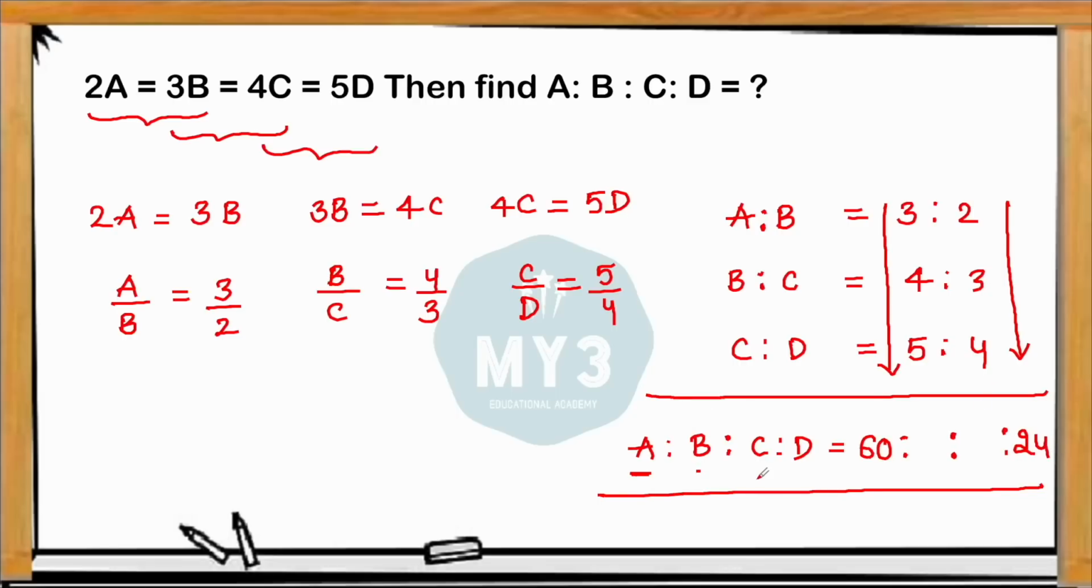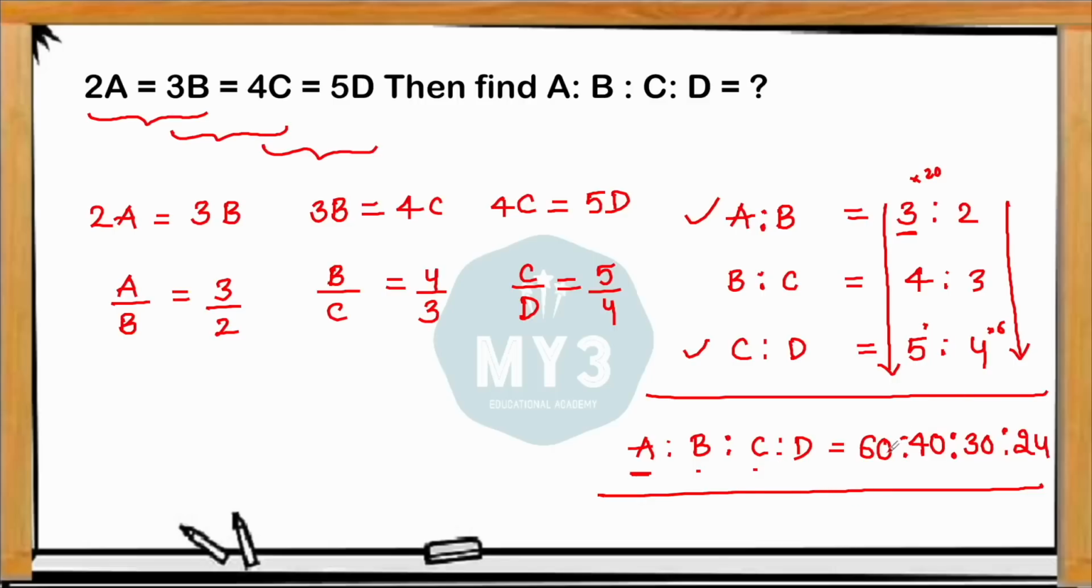And how to get B and C values? You have A is to B here. In this, A is going to be 3 parts. 3 parts become 60. That means 3 into 20 is 60. Then 2 parts will be what? 2 into 20, which is 40. Similarly, to get the C value, I am using C is to D. C is to D is 5 is to 4. And this 4 parts is 24. That means 4 into 6 is 24. Then 5 into 6 will be what? Which is 30. This should be the ratio of A is to B is to C is to D.